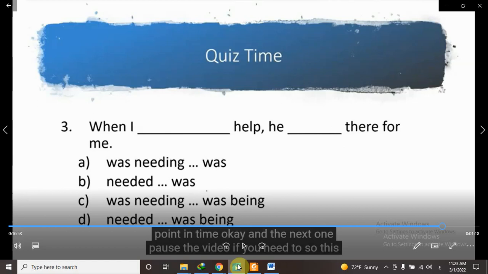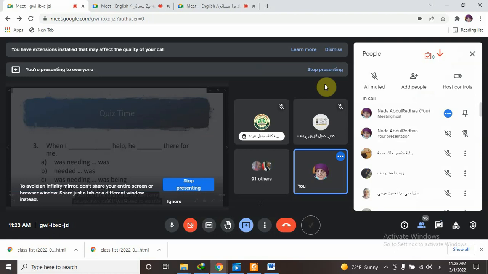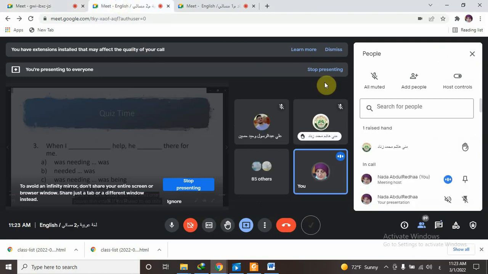The following question is, can I change the when clause within "he was there"? Can I say, "When he was there for me, I needed help"? Can I say it this way? When I needed help, when no, he was there, I needed help.